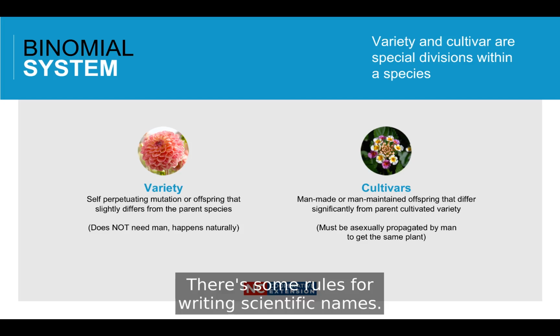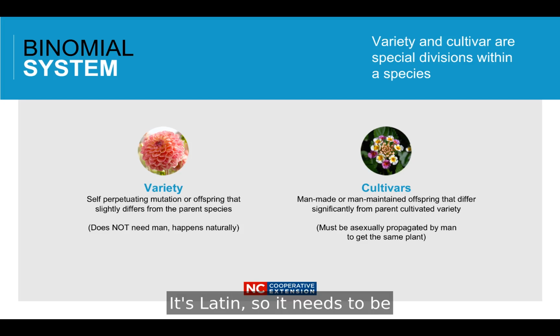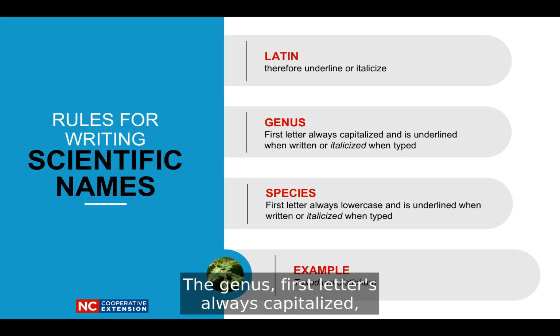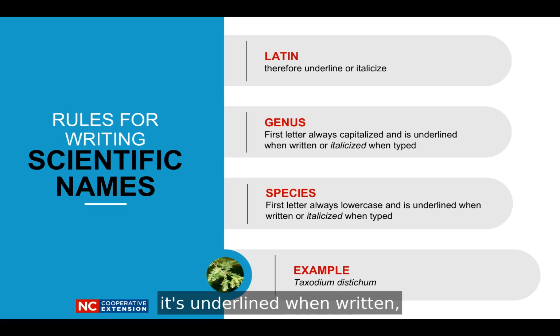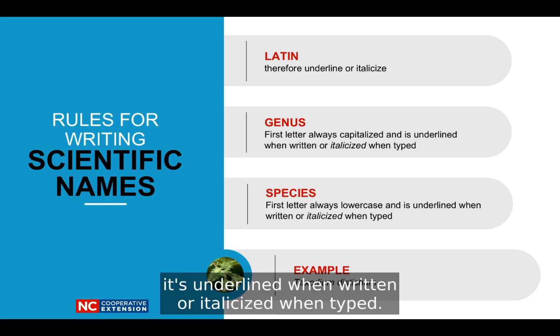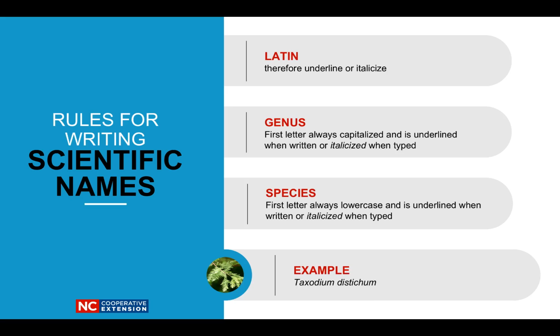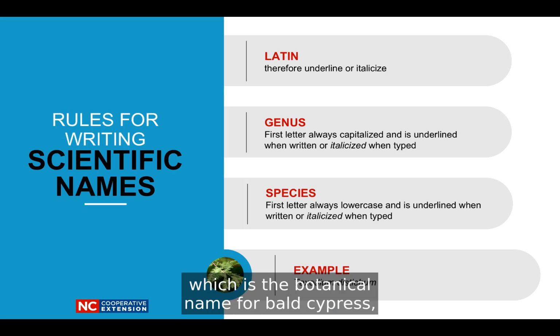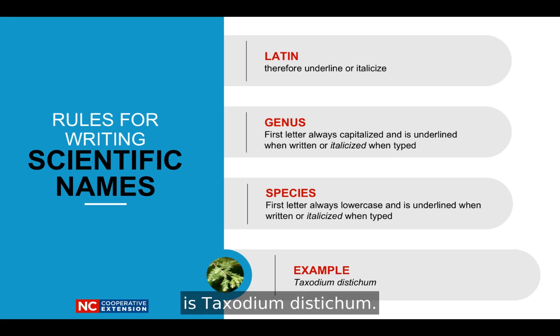There are some rules for writing scientific names. It's Latin, so it needs to be either underlined when handwritten or italicized when typed. The genus, first letter is always capitalized, and it's underlined when written or italicized when typed. Species, the first letter is always lowercase, and is underlined when written or italicized when typed. An example, Taxodium distichum, which is the botanical name for bald cypress. Notice it's in italics with the first letter of the genus capitalized as T.